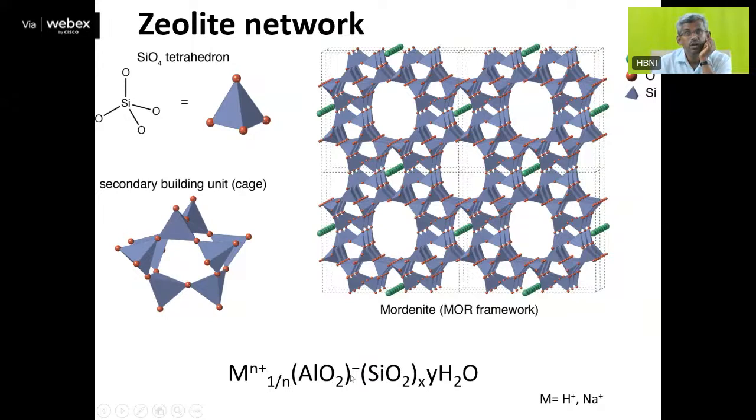Similarly, for aluminium we put a negative charge. Why? Because we have 4 oxygen, and with the 0.5 contribution it becomes AlO2, but aluminium is 3 plus. So we have 1 negative charge coming from the oxygen. This negative charge can be neutralized by sodium. So sodium exists in the ion exchangeable positions, and either sodium or proton. Sometimes potassium also comes. I am not going to discuss that. So the sodium can exist at the ion exchange positions.